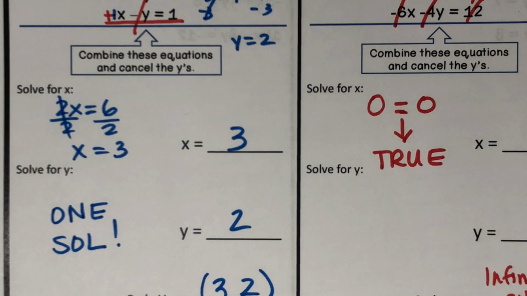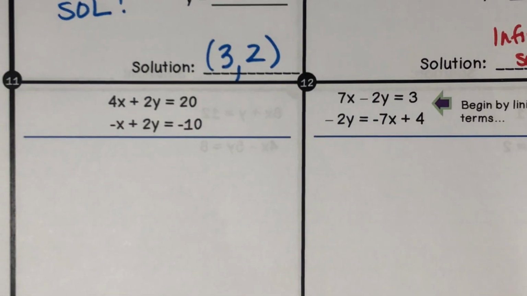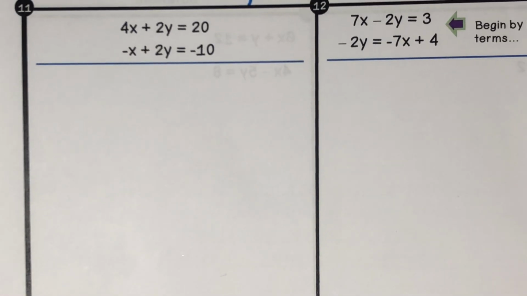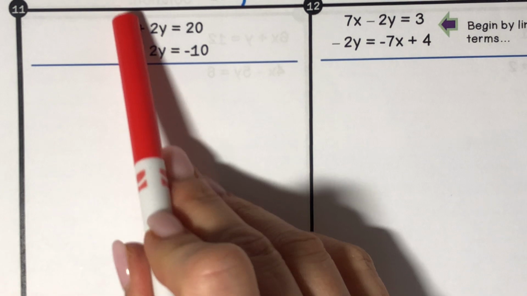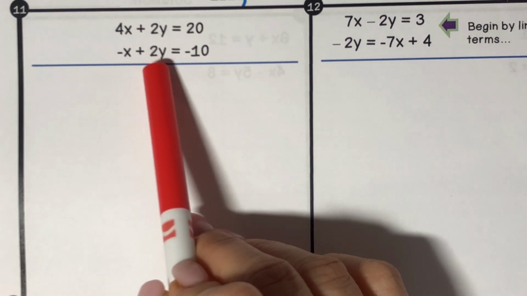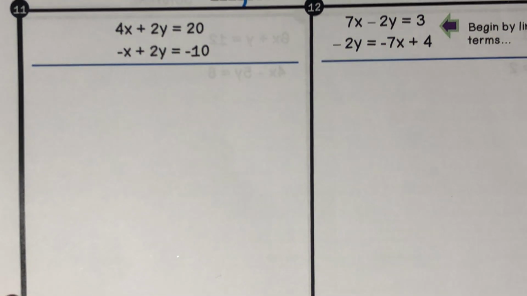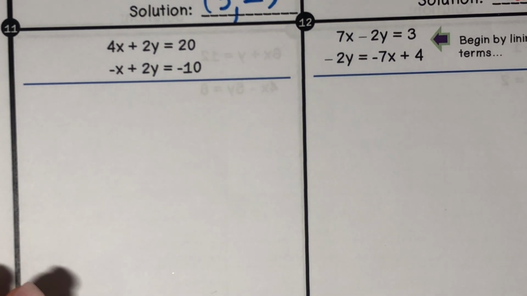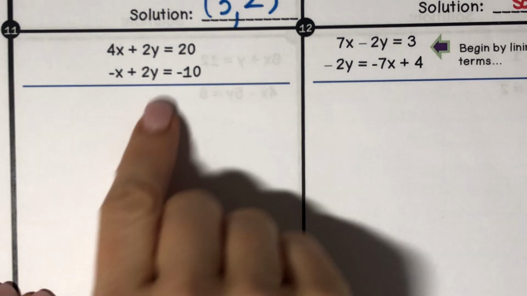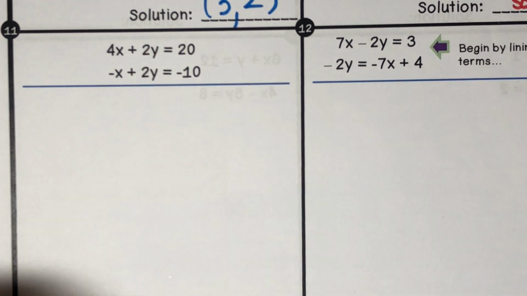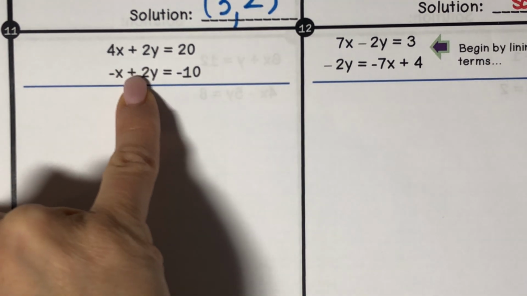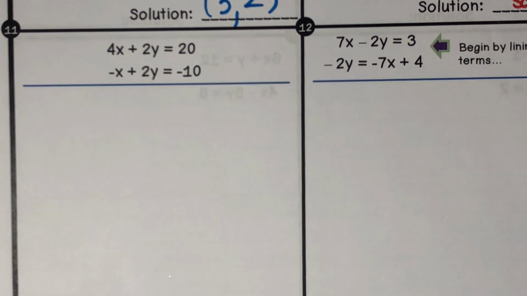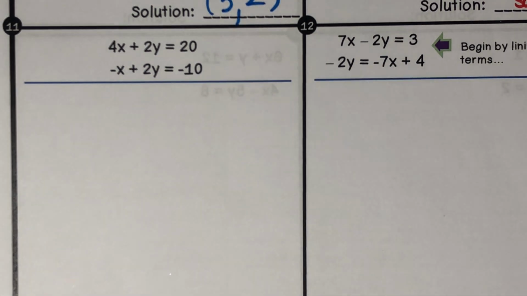So let's take a look at number 11. So number 11 says, oh, there's nothing set up for you even. Okay, I have my x's above my x's, my y's above my y's, and my constants, except this one's not ready. And by ready, I mean it's not ready to cancel one of the variables. But these y's look pretty darn close. If one of them was a negative and the other one was a positive, doesn't matter which one, then I'd be ready to go. So I have to make one of them a negative. How do I do that?